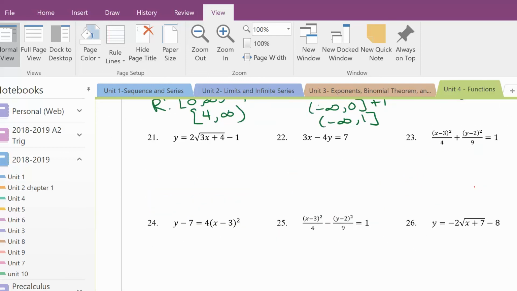Number 21. Square root function. So remember, the domain is under the radical, has to be greater than or equal to 0. So 3x is greater than or equal to negative 4. X is greater than or equal to negative 4/3, which means it's negative 4/3 to infinity.